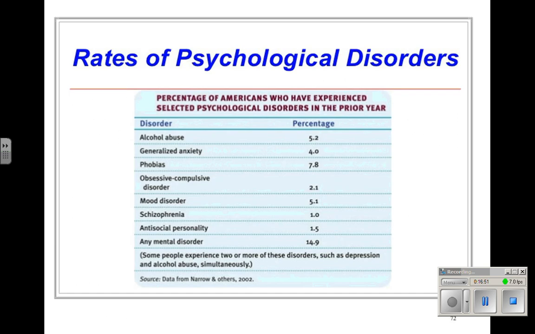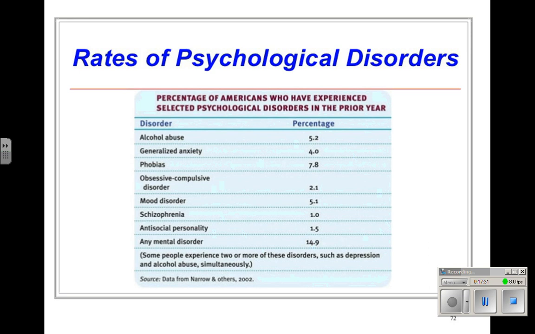All right. Rates of psychological disorders. This shows the percentage of Americans who have experienced selected psychological disorders in the prior year. This chart I found is from 2002. It's the best one I could find. Alcohol abuse, oddly enough, is not an actual psychological disorder, but it's on here anyway. So 5.2% of Americans suffer from this. Generalized anxiety, about 4%. Phobias is a big one we'll talk about, 7.8%. Obsessive compulsive disorder, about 2.1.